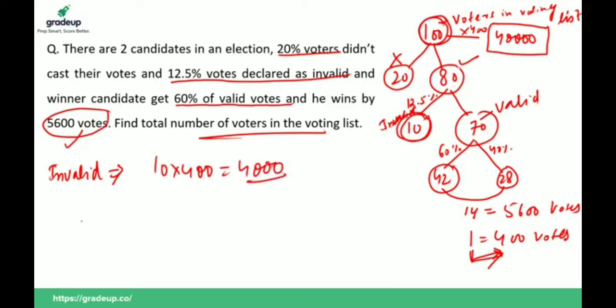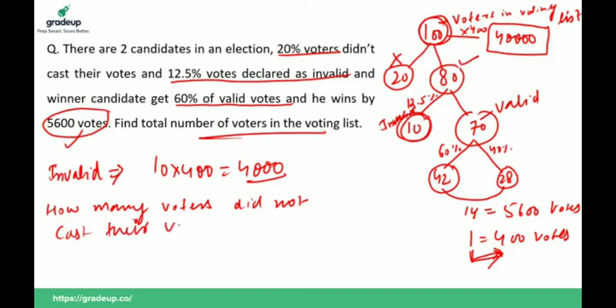If you are asked to find how many voters did not cast their vote, obviously 20. 1 is equal to 400, then 20 will be equal to 8,000. You can easily find anything in this question. Yes, guys, is it clear to all of you? Yes or no?